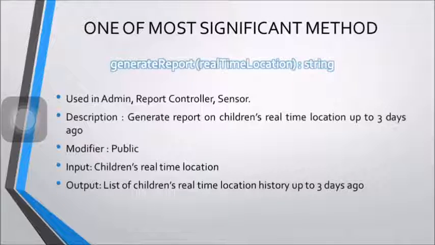So here we choose one of the most significant methods. The chosen method is generate report with the parameter real-time location and the return type string. It is used in admin class, report controller class, and also sensor class. The description is it generates report on children's real-time location up to 3 days ago. The modifier is public and the input to this method is children's real-time location. The output would be the list of the children's real-time location history up to 3 days ago.